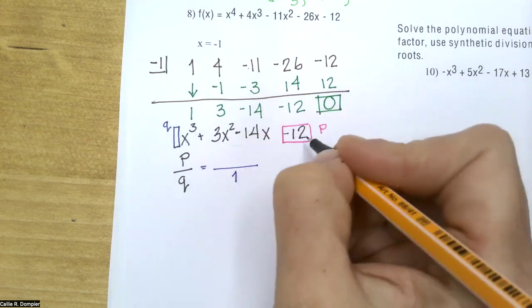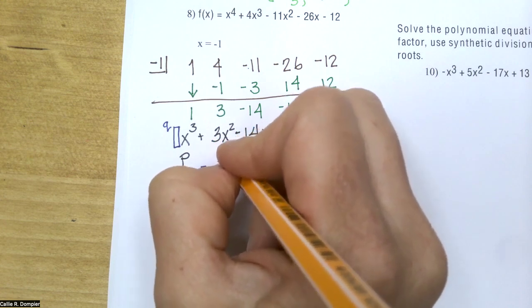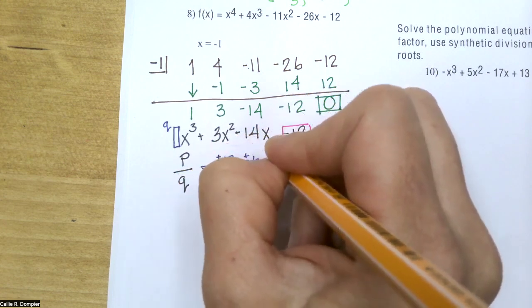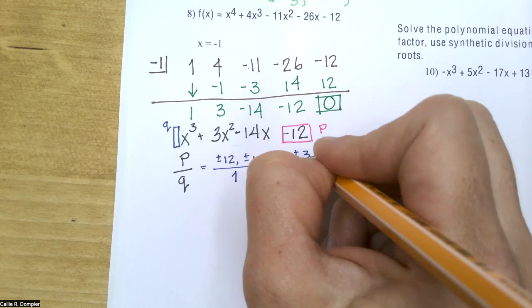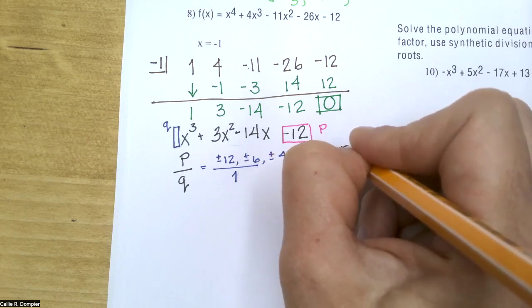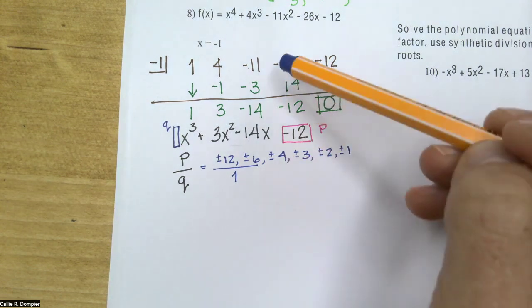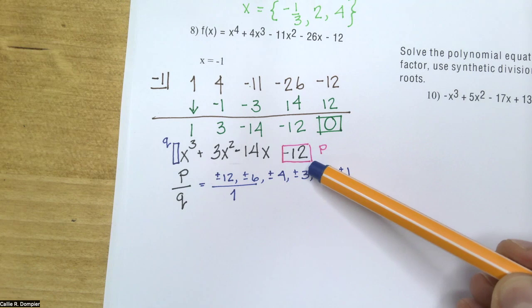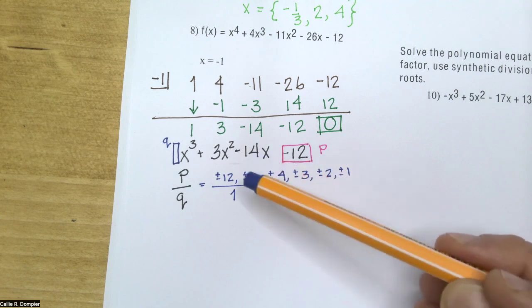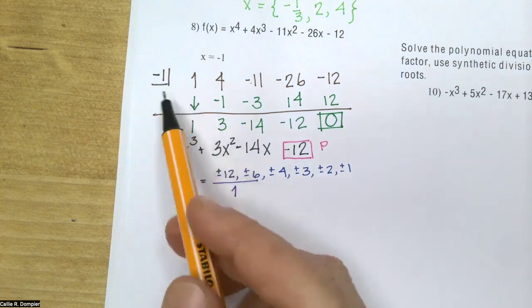Q is just 1, but the factors of -12 are plus or minus 12, plus or minus 6, what else? Plus or minus 4, plus or minus 3, plus or minus 2, and plus or minus 1. Right? So our possible rational zeros of this equation are 1, -1, 2, -2, 3, -3, 4, -4, 6, -6, 12, -12. Okay? And we're kind of just going to guess. All right? We've already got -1.